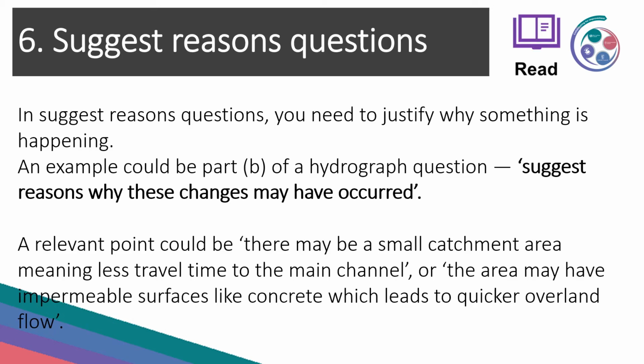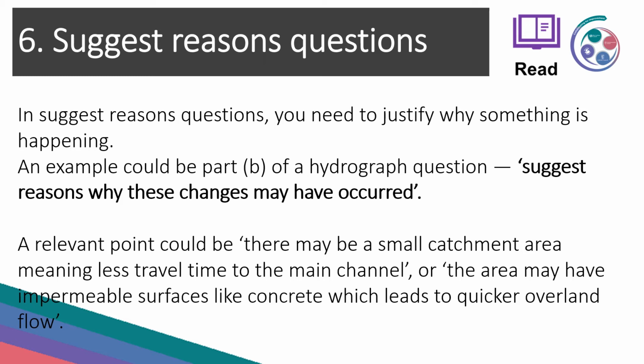Number 6 of 11 asks us to suggest reasons. In suggest reasons questions, you need to justify something that's happening. An example would be part B of a hydrograph question, which we looked at earlier on: suggest reasons why these changes have occurred. A relevant point could be that there's a small catchment area, meaning less travel time to the main channel, or the area may have impermeable surfaces like concrete, which leads to a quicker overland flow.